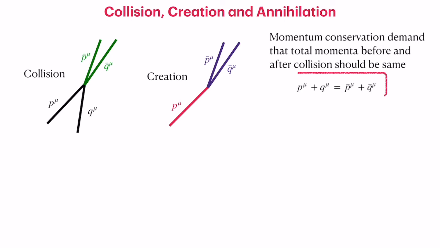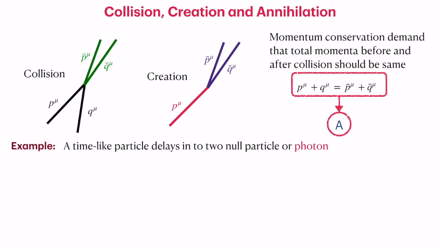So we have the momentum balance equation, which is given as: before the collision the total momentum is p^μ plus q^μ, and after the collision the total momentum is p̄^μ plus q̄^μ. If the momentum is not lost during the collision, then you have momentum balance, and the total momentum before the collision should be equal to the total momentum after the collision. So this is a fundamental equation with which we work. And then we can take various approximations.